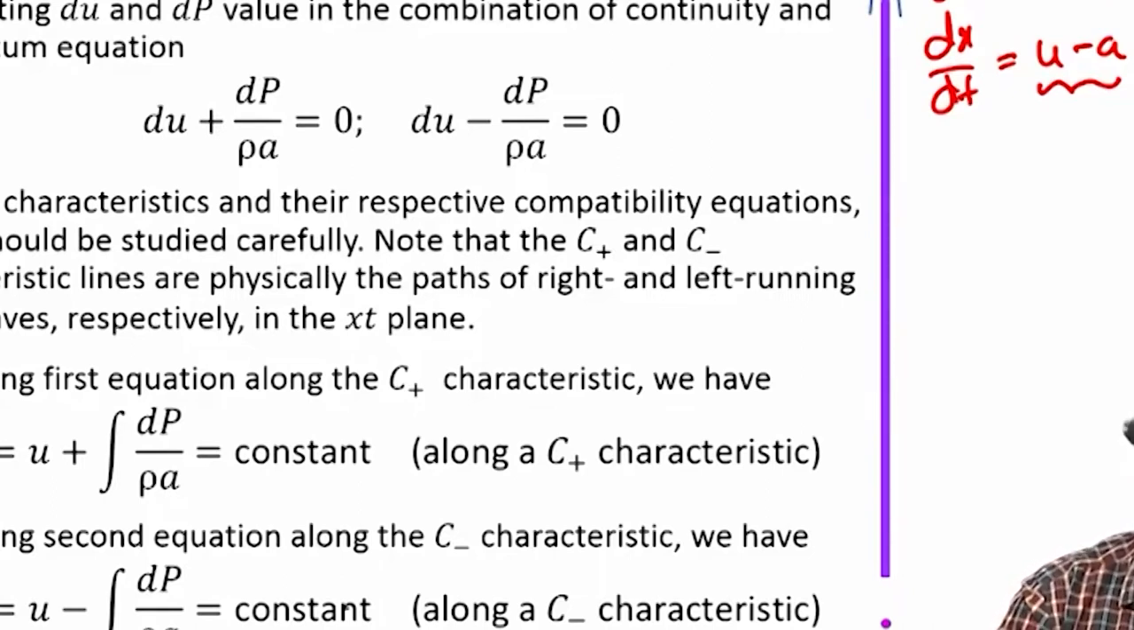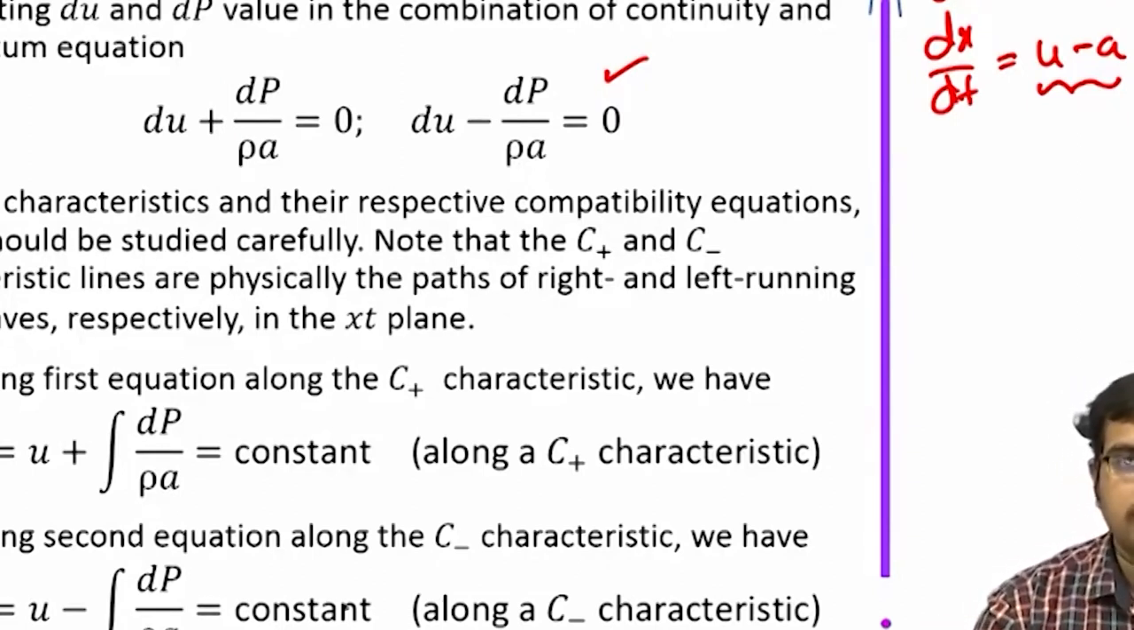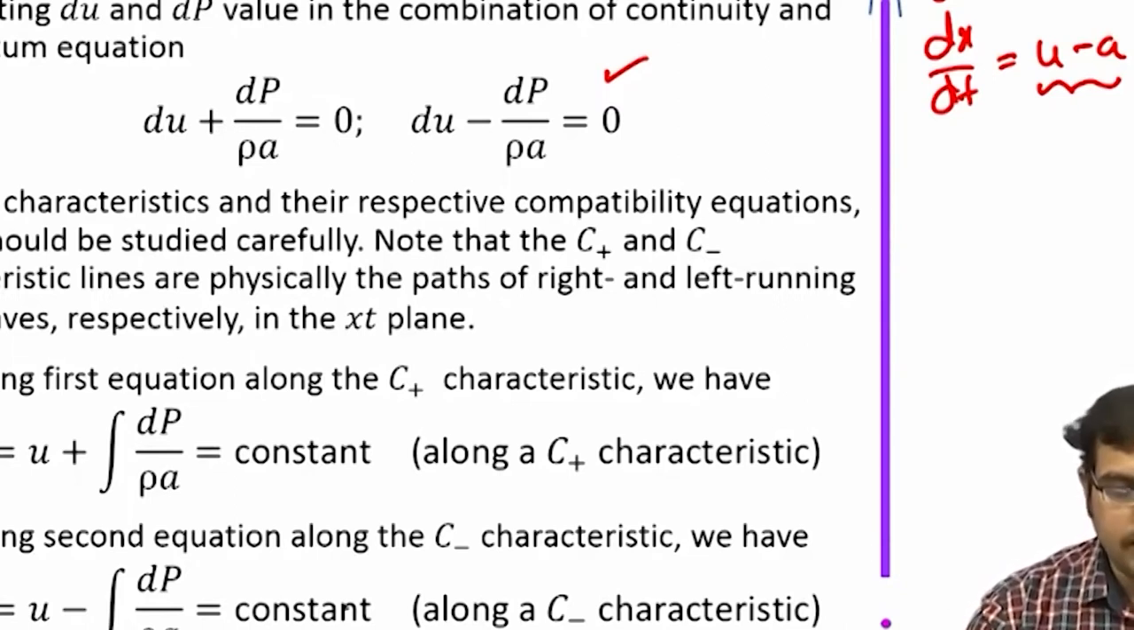Now how would we proceed? We have to evaluate these integrals. For the C plus characteristic, the integral is J plus. These are called Riemann invariants because this has to be a constant if you integrate it. u plus ∫dp/(ρa) is equal to a constant along a C plus characteristic. Secondly, if you integrate the second equation, you get u minus ∫dp/(ρa) is constant along a C minus characteristic. So this is along u minus a and this is along u plus a. This has to be borne in mind; it cannot be randomly done. So J plus corresponds to C plus, J minus corresponds to C minus.